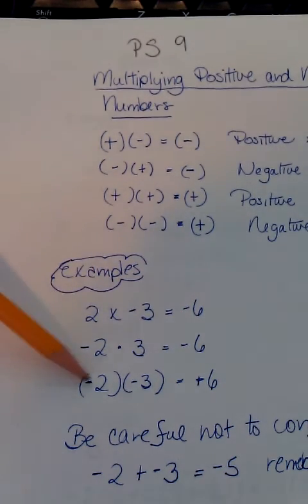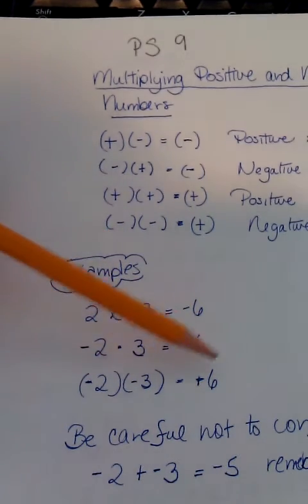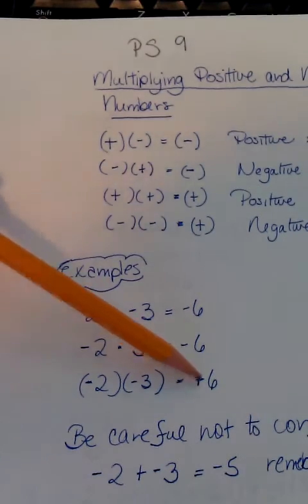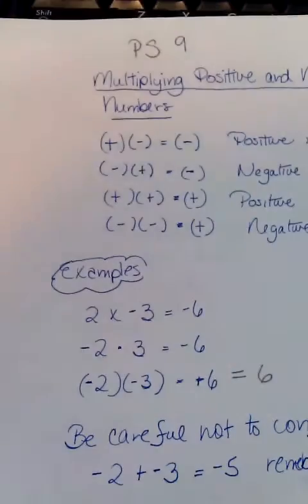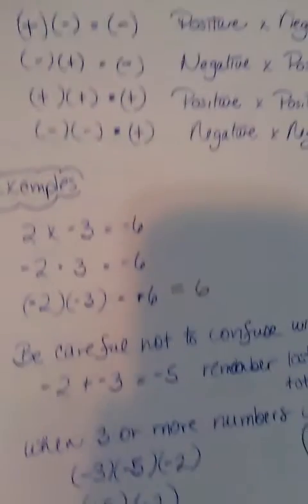Now if I have a negative 2 times a negative 3, the negative times the negative cancels out, and we have a positive 6. We usually don't put a positive sign in front of our 6. We usually would just write that as a 6, and that means that it's positive.